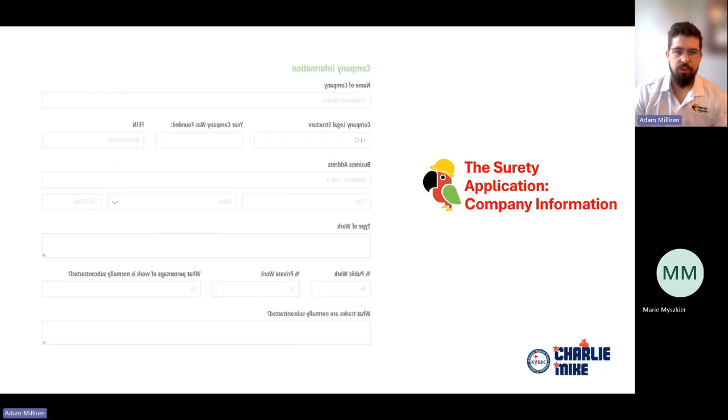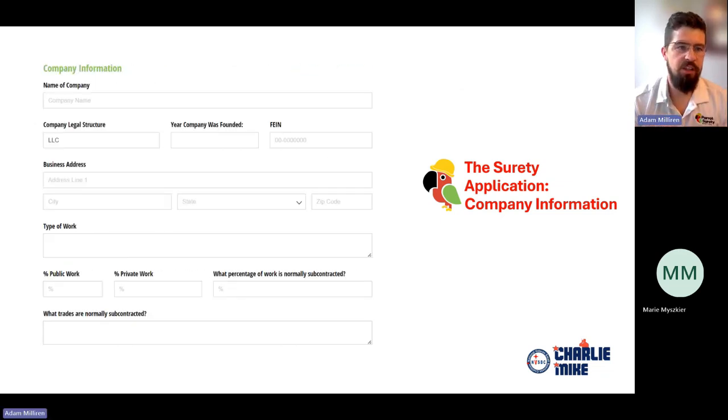So the surety application, we're going to talk about each of those. I took these screenshots right from our electronic application online. So this is the company information that they're going to be wanting: the name of your company, legal structure, year you were founded, FEIN. A lot of this information goes on the indemnity agreement and allows them to pull credit reports. The business address, what type of work, what scope of work you do most. This is kind of like a quick summary of your business plan.